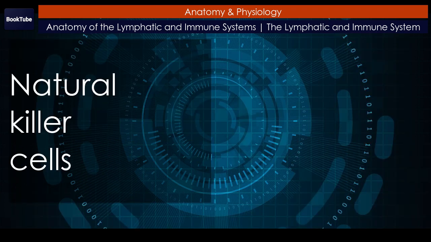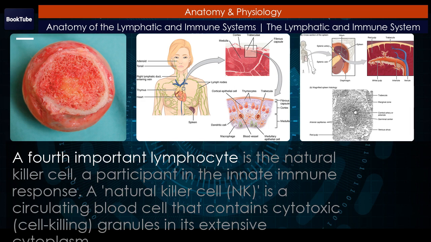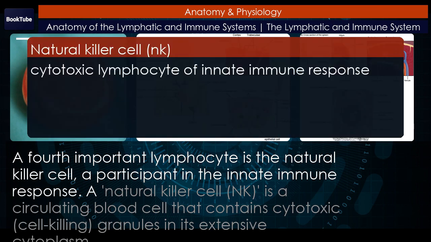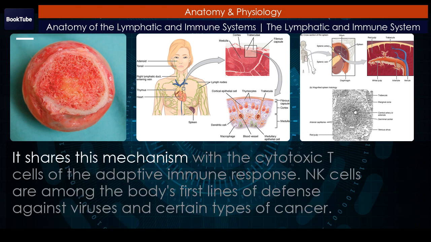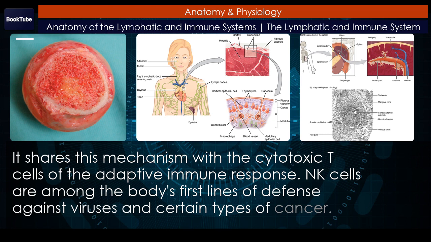Natural killer cells. A fourth important lymphocyte is the natural killer cell, a participant in the innate immune response. A natural killer cell, or NK cell, is a circulating blood cell that contains cytotoxic, cell-killing granules in its extensive cytoplasm. It shares this mechanism with the cytotoxic T cells of the adaptive immune response. NK cells are among the body's first lines of defense against viruses and certain types of cancer.